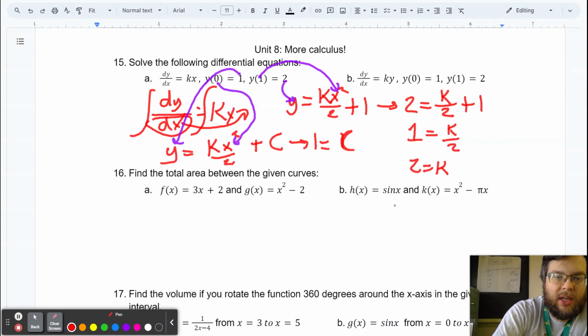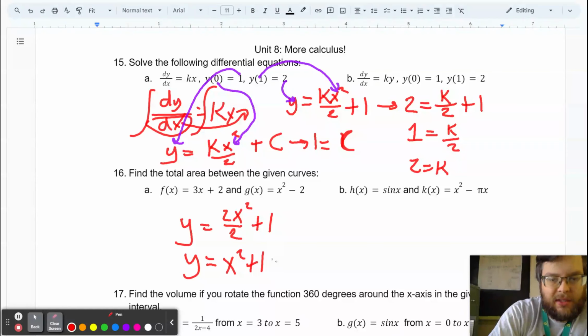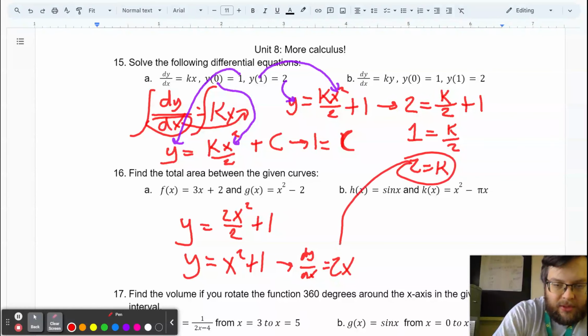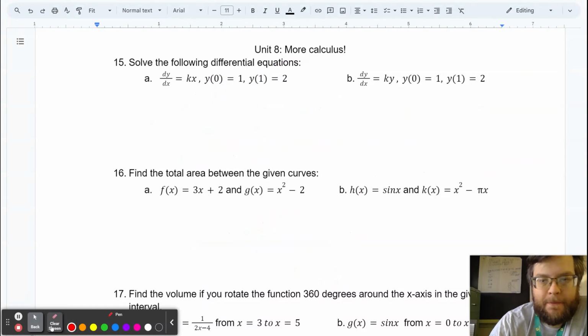So 2 is k. So my final answer is y equals 2x squared over 2 plus 1, which is the same as saying x squared plus 1. And if you check your answer by taking its derivative, you'll see that dy/dx is 2x. And that matches up with the k value that we got there. All right, so that's part A.